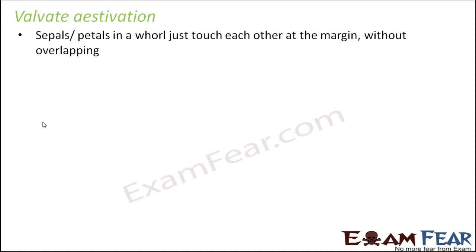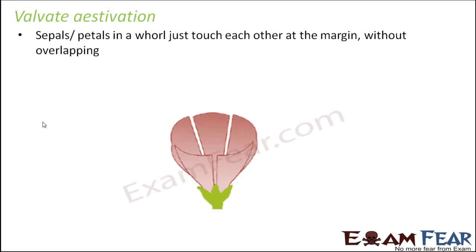So let us start with valvate aestivation. What happens here is the sepals or petals in a whorl just touch each other at the margin without overlapping. Whether you talk about the sepals or the petals, they are arranged somewhat like this. If this is one sepal, this would be the next sepal, this would be the next one, and then finally this would be the next one. So basically they all just touch each other. They do not overlap with each other. This kind of arrangement is called valvate aestivation.